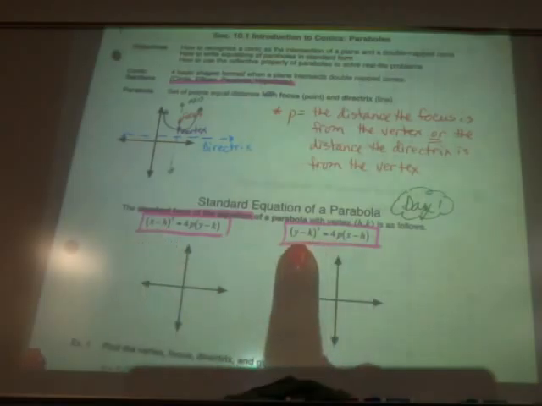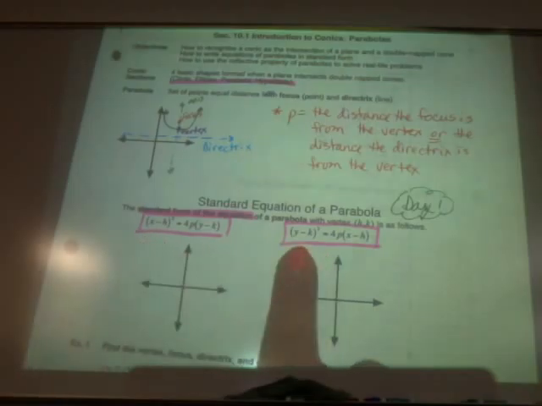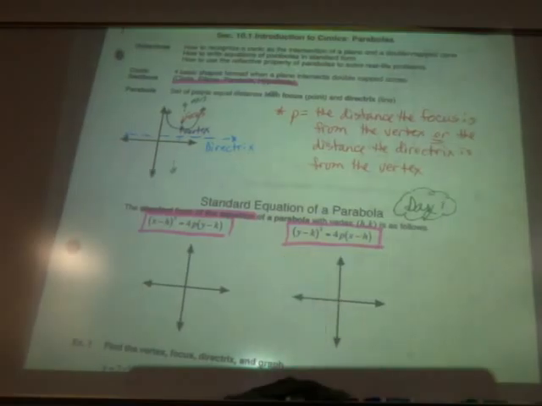Do you remember from your circle formulas that whatever's being subtracted from x, h, is the x value of the center of the circle, and that whatever was being subtracted from y, which they call k, is the y value of the center of the circle? Do you remember that from the standard form of a circle? (x minus h) squared plus (y minus k) squared equals r squared, way back when. Okay, this uses kind of that same thought process.